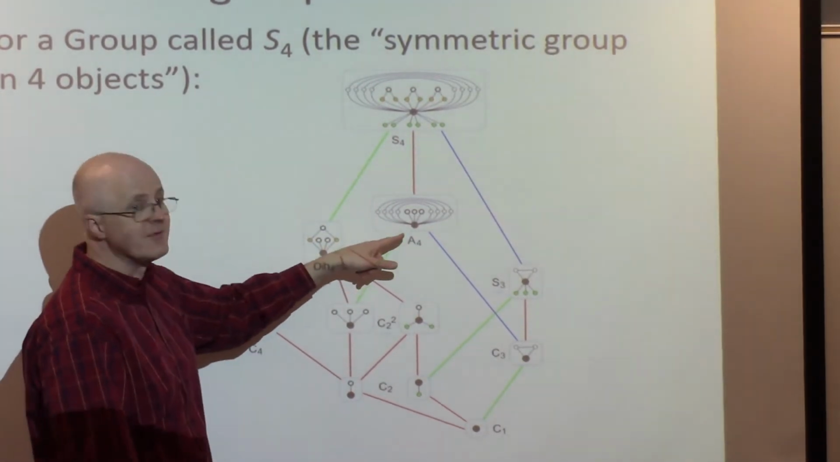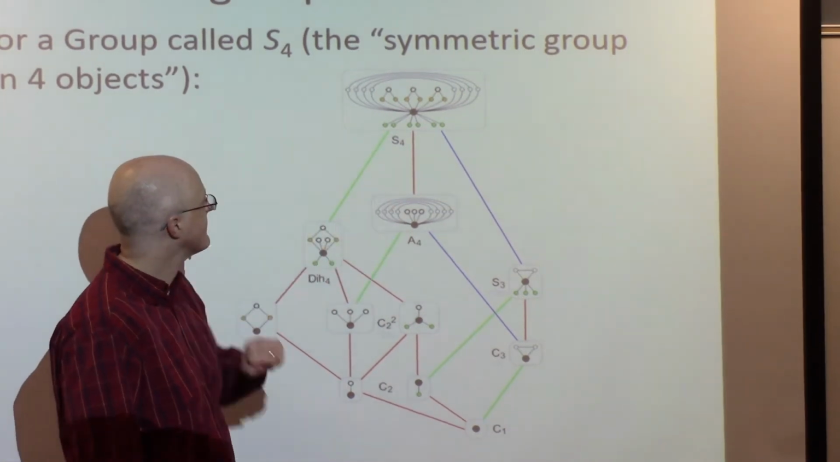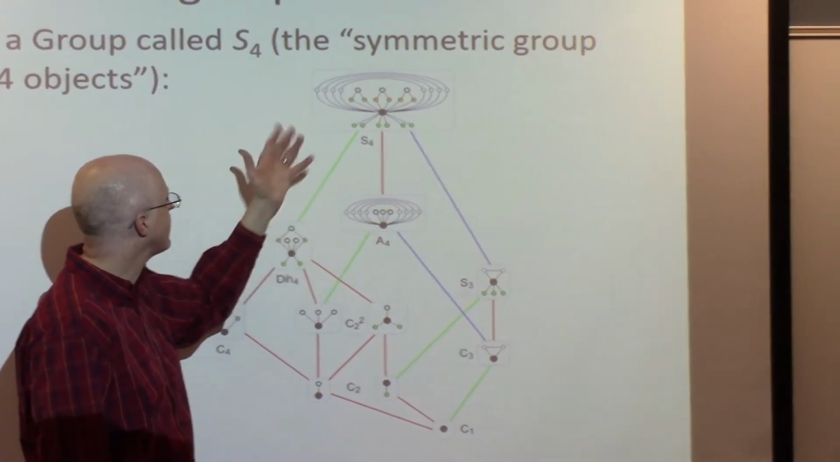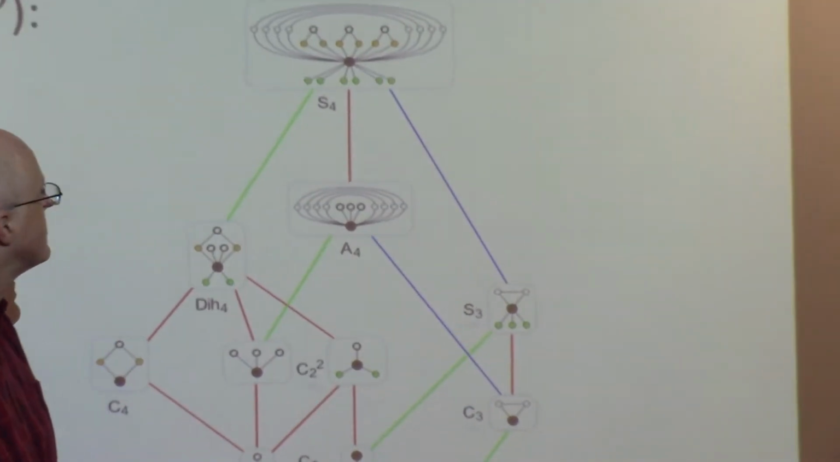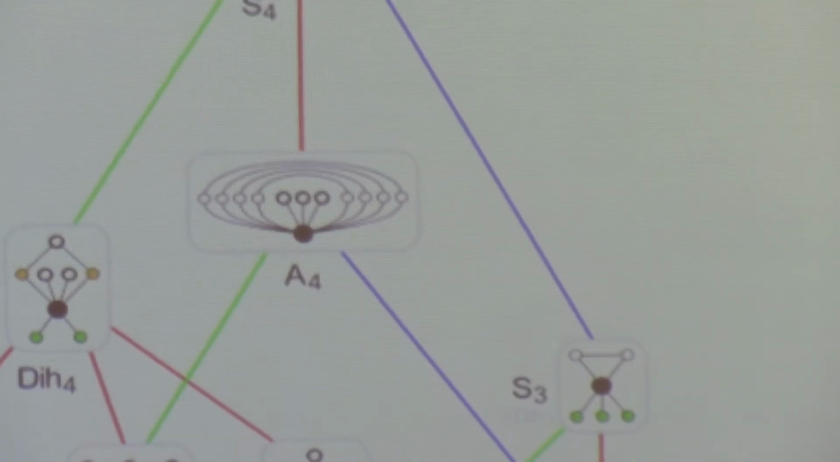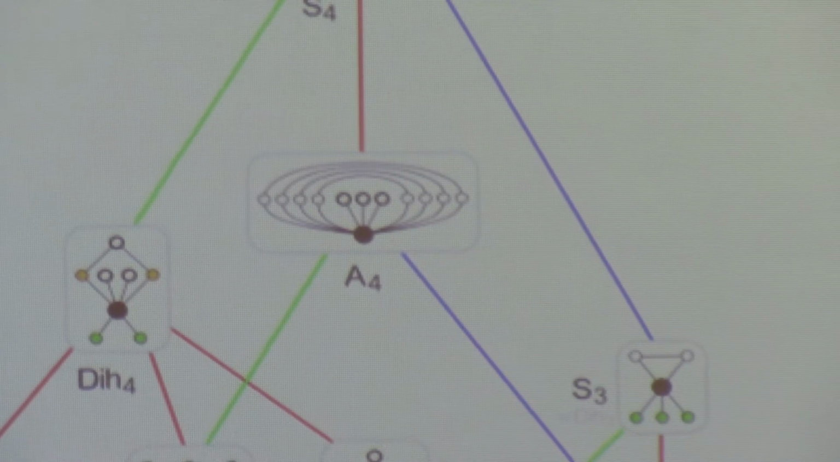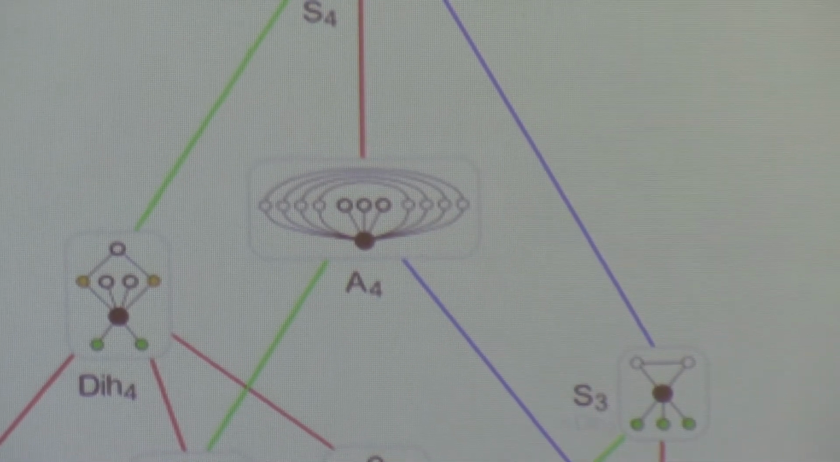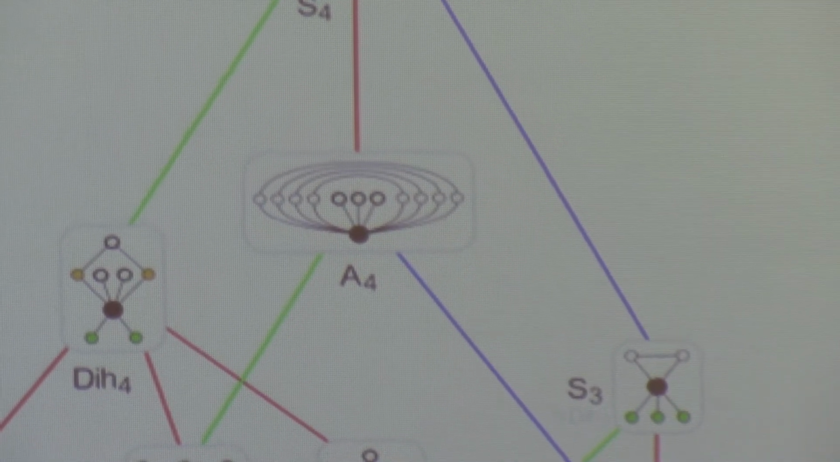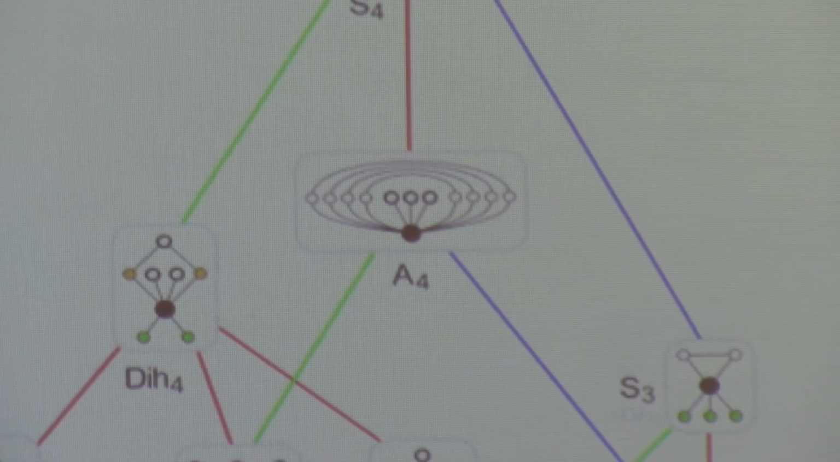This is the most famous subgroup of that. A4, it's got exactly half the number of elements. 12 of them. It turns out these permutations are called even permutations, and if you've done your reading, you know what that is already. But we'll come back to this.